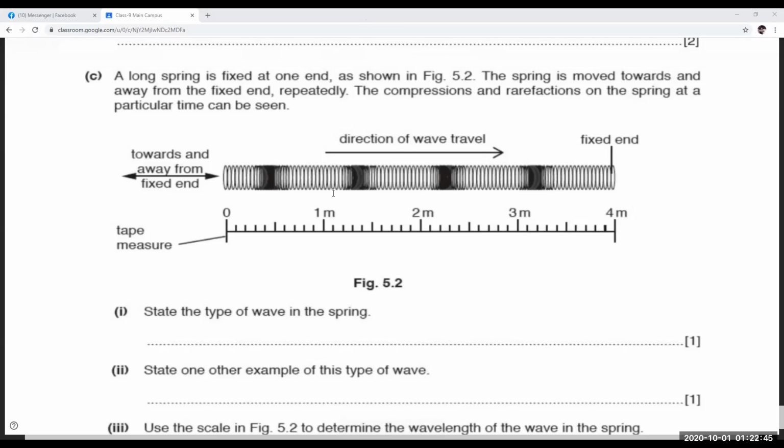A long spring is fixed at one end, as shown in figure 5.2. The spring is moved forward towards and away from the fixed end repeatedly. Repeated compressions and rarefactions on the spring at a particular time can be seen. State the type of wave in the spring. So what type of wave is it?